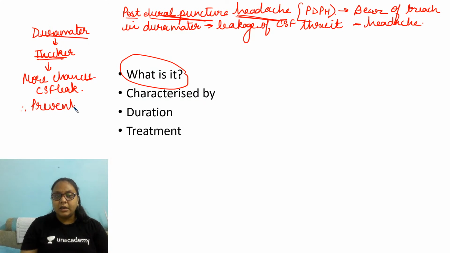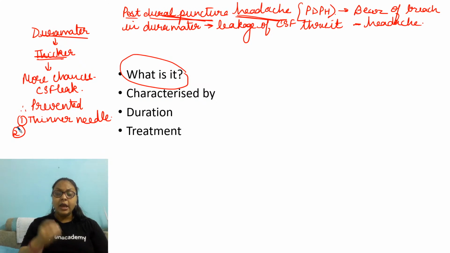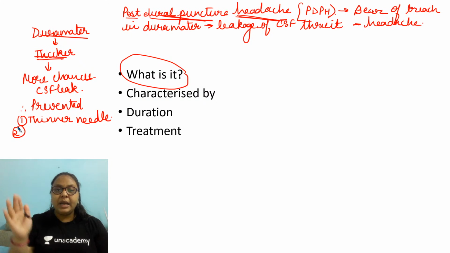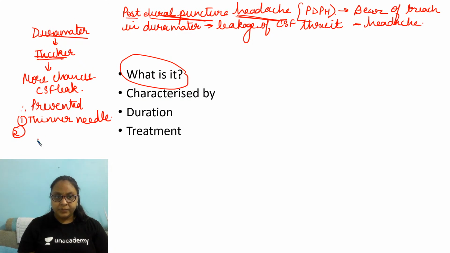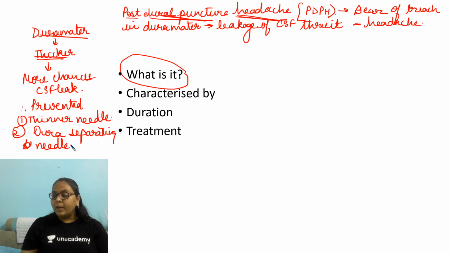Therefore this can be prevented by using, first, a thinner needle, and secondly, instead of dura puncturing needles, जो dura को puncture करके जाते हैं, what if we just separate the fibers of dura mater? So this can be prevented by using thinner needles and dura separating needles. Is it clear? Are you getting my point?